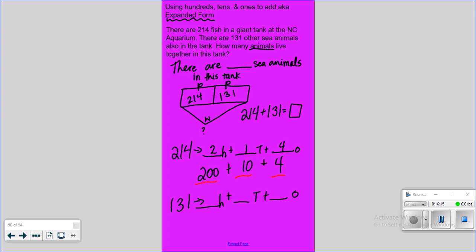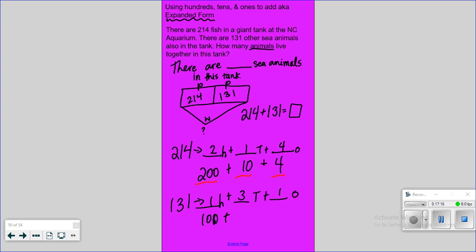Parker, how many hundreds are in 131? One. 100 or one? 100. There is one 100 in 131. How many tens are in 131? Elena? 3 tens, very good. How many ones are in 131, Lincoln? 1. Now let's look at our value. What is 100 worth, Tinley? What is 3 tens worth? Victor, what's 3 tens worth?